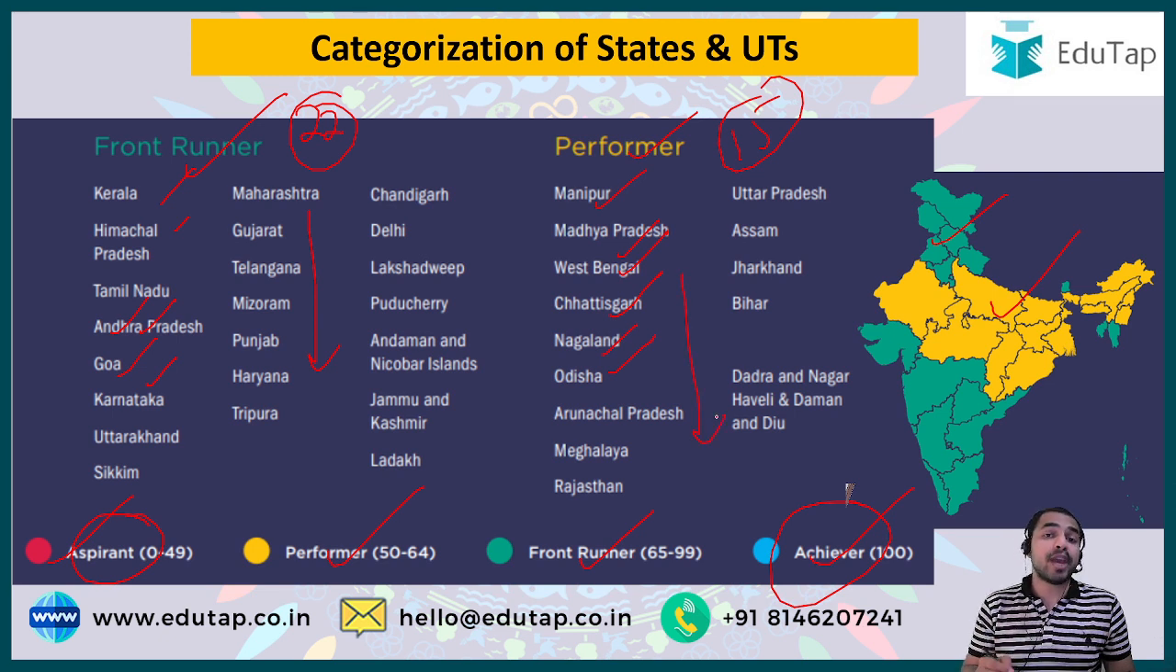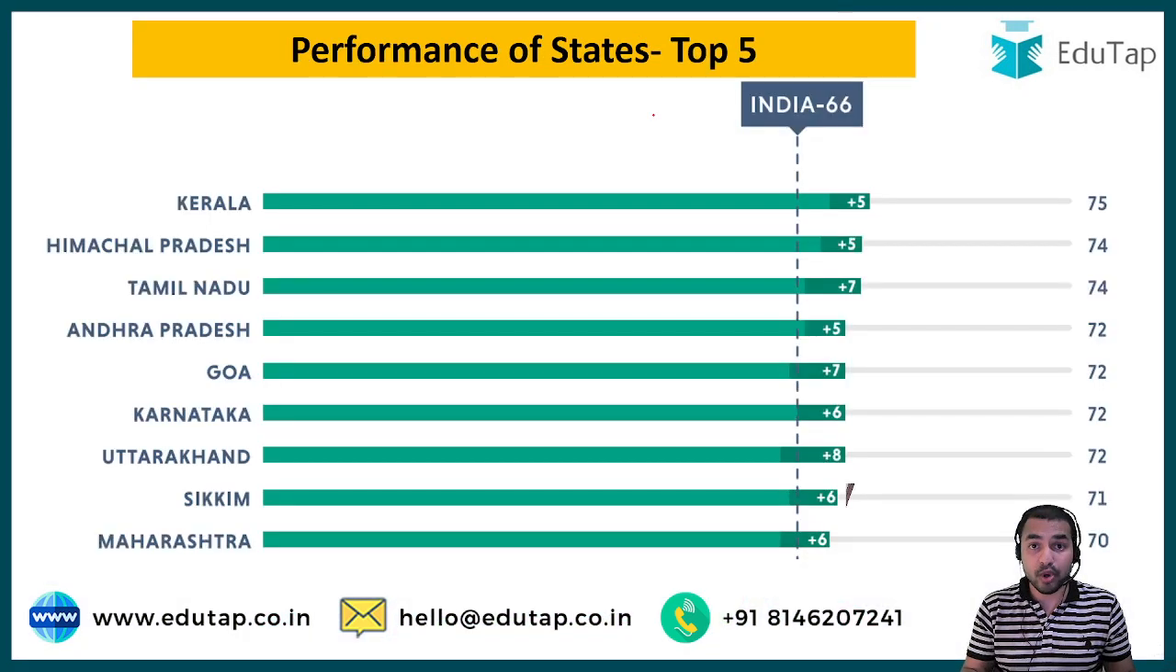So guys, from here you are only required to remember the categories, that is the aspirant, performer, front runner, achiever, as well as the range of scores which they represent, and the number of states and union territories which are part of these categories. Okay, so guys, I hope that this is very much clear to all of you. Now let's see the performance of states, that is the top 5 states of this index.